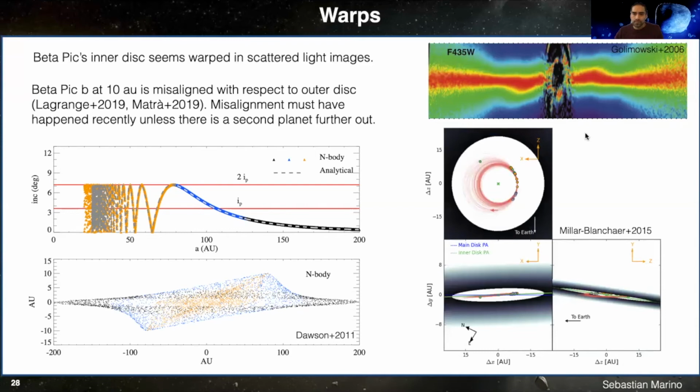And this diagram over here basically shows what we think the orbit of the inner planet is and how it compares to the outer disk. Okay.